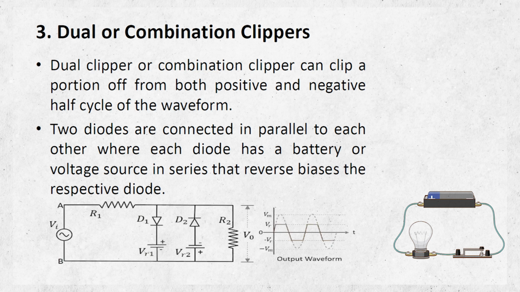The biasing is such that the positive side of voltage VR1 is connected with the N side of diode D1, and the negative side of the battery VR2, having the voltage VR2, is connected with the P side of diode D2. So, with this circuit we are getting a certain amount of output on both sides. The waveform can be modified in both the cycles, or both the halves, using the dual clippers.